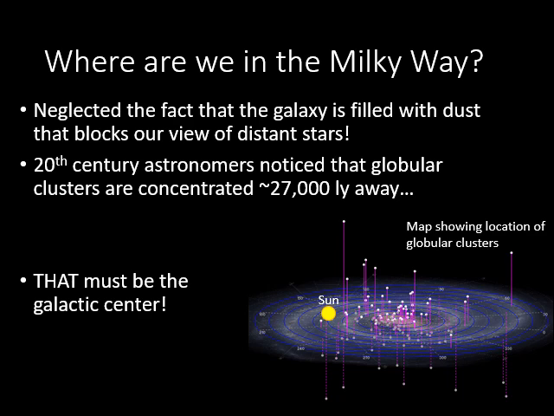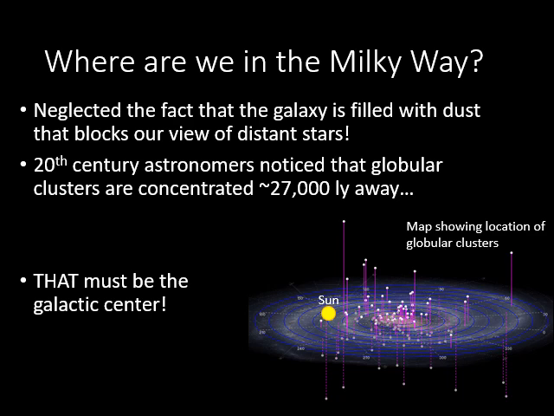So these 20th century astronomers realized that globular clusters tended to be concentrated in one direction of the sky, and they seem to be most highly grouped together about 27,000 light years away. So that must be where the galactic center is. Instead of using just individual stars, they use the globular clusters to figure it out.